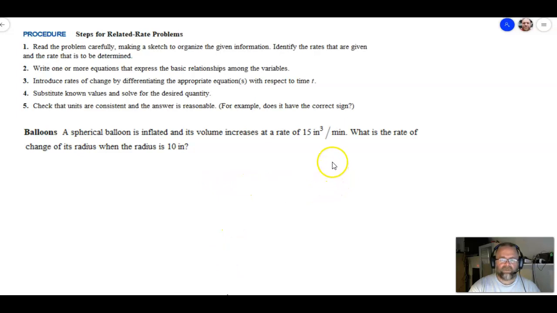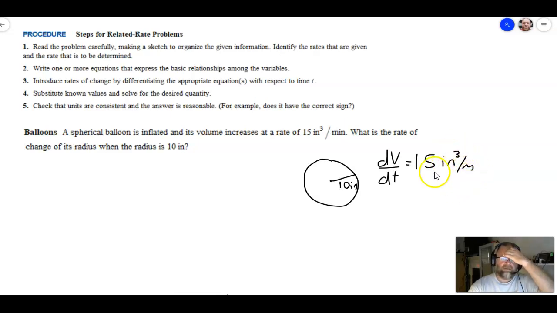Alright, so we have a balloon. The radius here is going to be 10 inches. We don't know the volume, but what we do know is the rate of change of the volume, so that's dV over dt, the derivative of the volume with respect to t. We know that that is 15 cubic inches per minute.